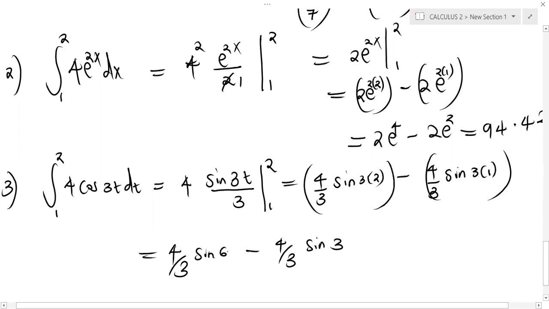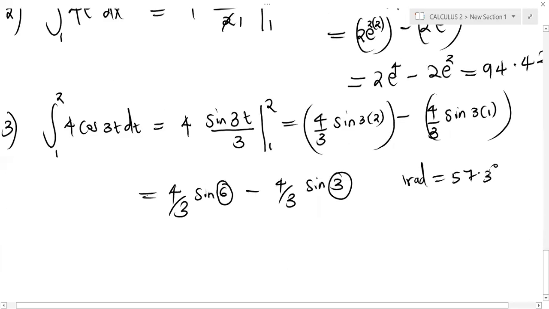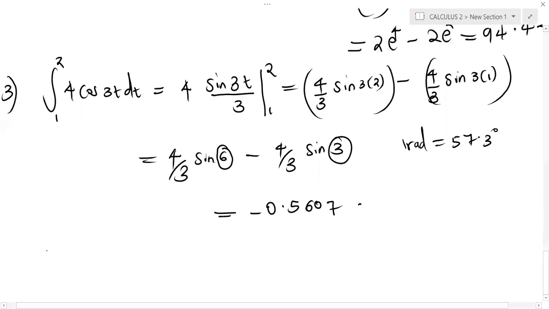In order for us to get the answer, you can convert these into degrees because they're in radians, obviously. Recall, 1 rad is equal to 57.3 degrees. So you can go on and evaluate that in your calculator. If you do it correctly after the conversion, you should get that this is equal to minus 0.5607. So basically that's how we go about evaluating integrals.